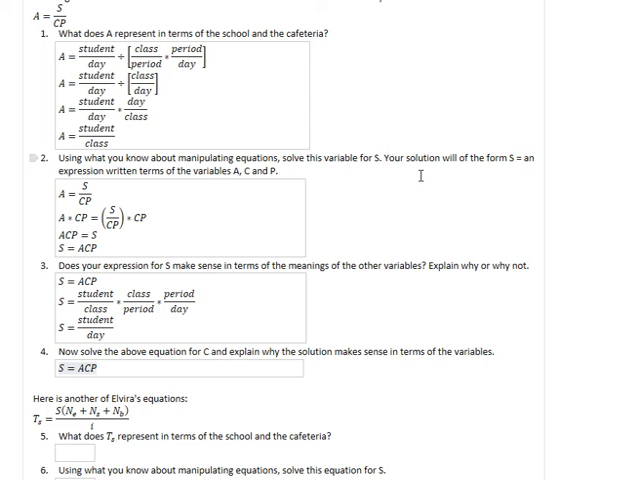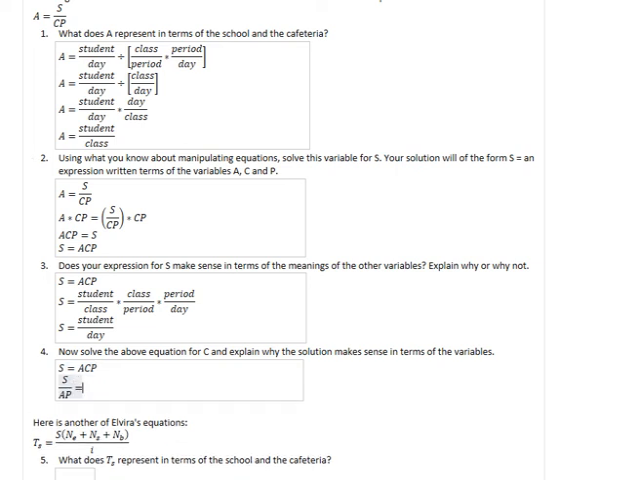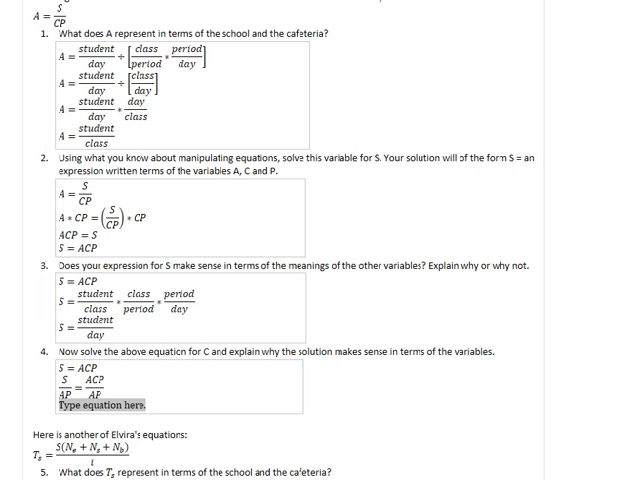Here we have C, and C is being multiplied by A and P. To undo multiplication, we are going to divide both sides by AP. Here's what this looks like, ACP divided by AP. In this case, the A's cancel and the P's cancel on the right-hand side, and we are left with C equals S over AP.